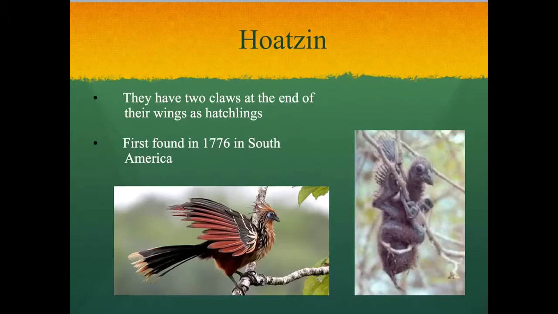Our fourth example is the Hoatzin. This bird was first found in 1776 by a German zoologist named Thaddeus Müller. Its special features are having two claws at the end of their wings as hatchlings, used to grab and climb trees, but they disappear when reaching adulthood.